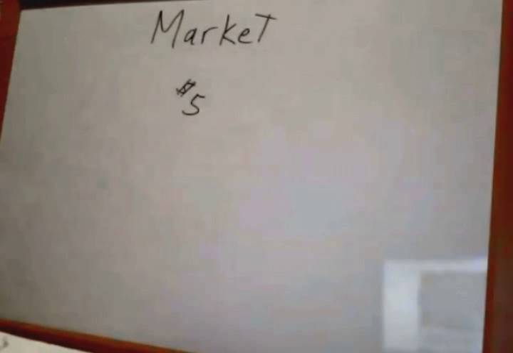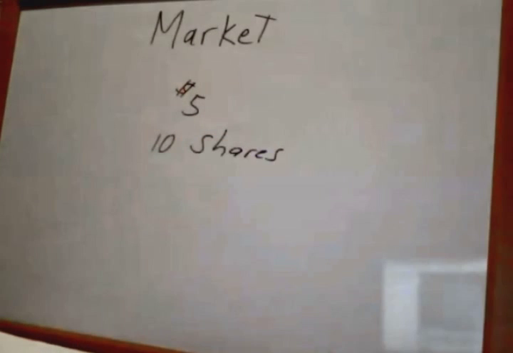The market order is the easiest of all the orders by far. All a market order is really saying is that you want to buy a certain stock, for a certain amount of shares, at the current market value. So if the current market value is $5 a share and you put in to buy 10 shares, then you're going to get 10 shares at $5 a share.